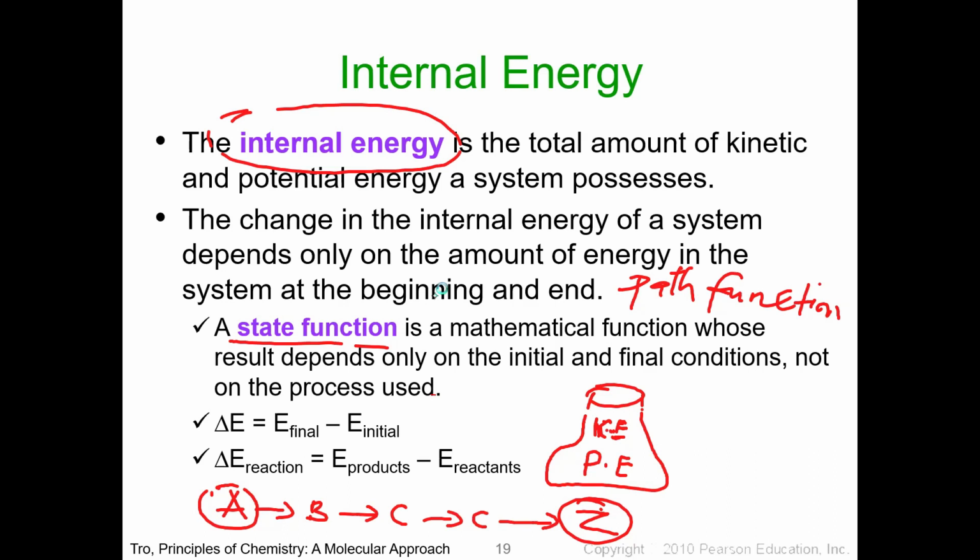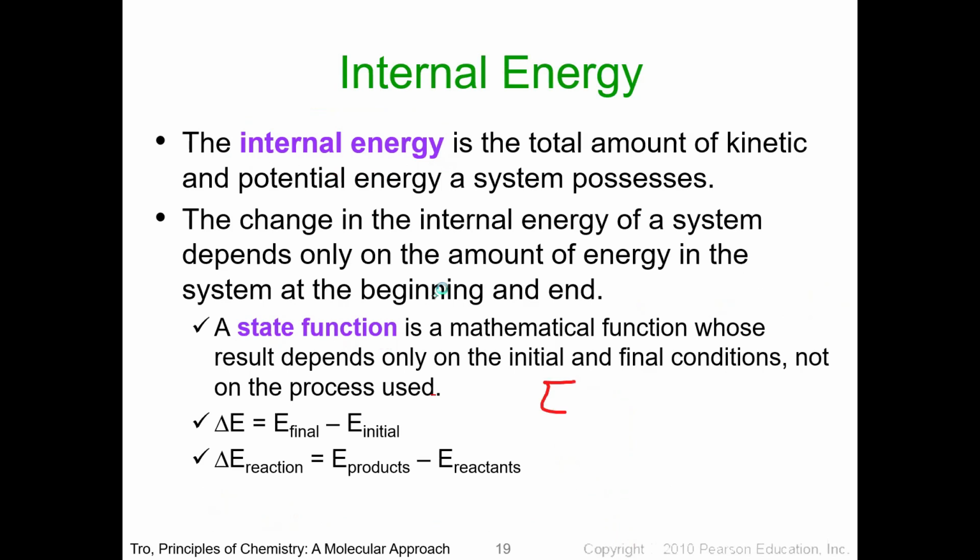So apart from internal energy being a state function, we also have other state functions. Even enthalpy is another example of a state function. Entropy is also another example of a state function. So internal energy and enthalpy as well as entropy are typical examples of state functions.